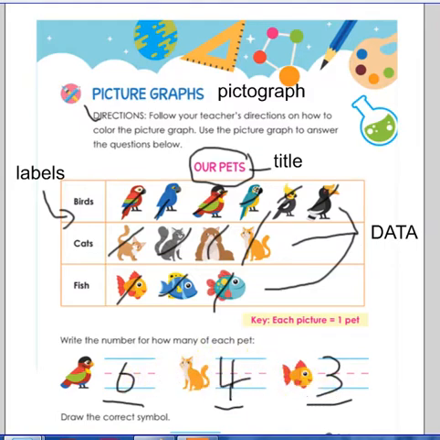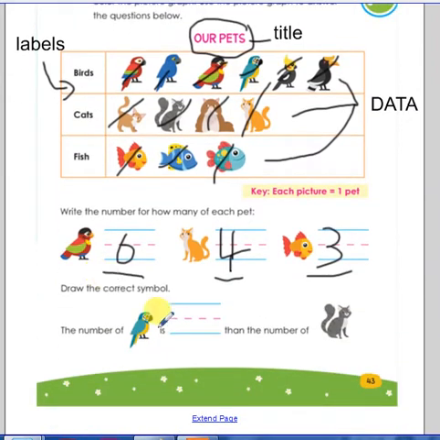The number of birds, how many? Yes, 6. And the number of cats is 4. We write the number above the picture. So 6 is bigger than 4. We draw a symbol to refer to the bigger number, like a fish that needs to eat the bigger number. So 6 is bigger than 4 and 4 is smaller than 6.